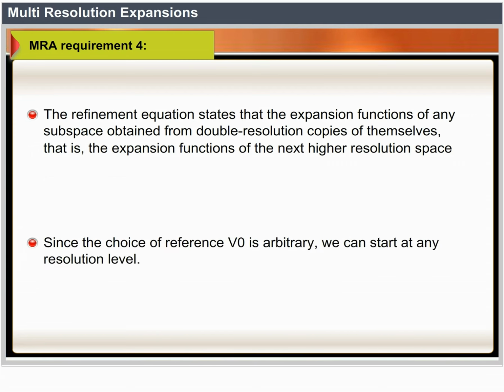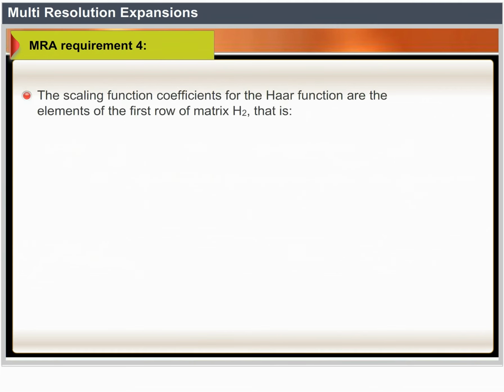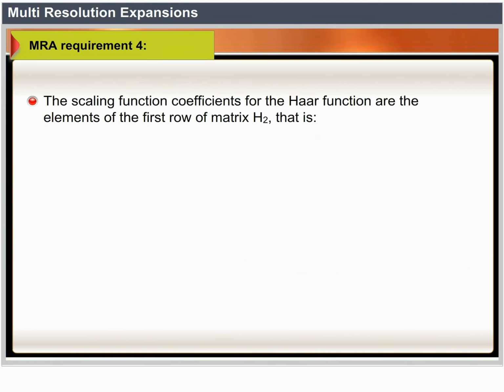Note that the choice of reference V0 is arbitrary. We can start at any resolution level. The scaling function coefficients for the Haar function are the elements of the first row of matrix H2, that is, as shown. Thus, the refinement equation will take the form as shown.